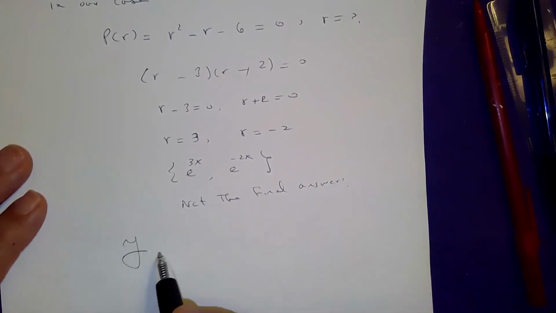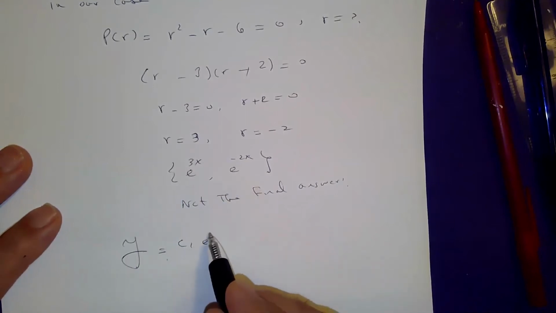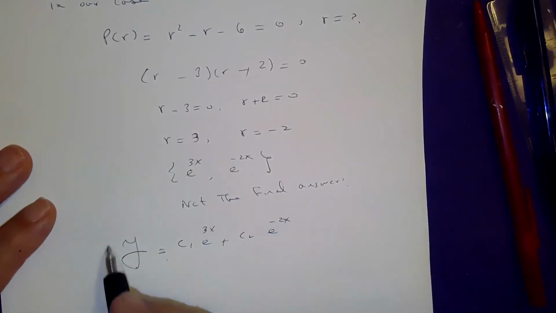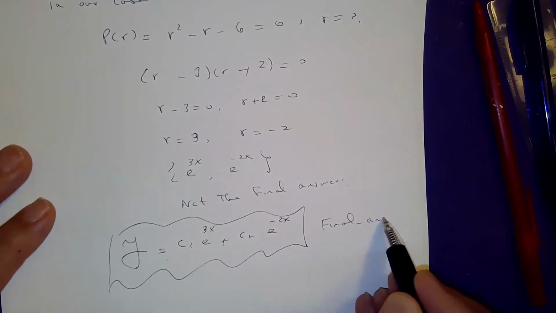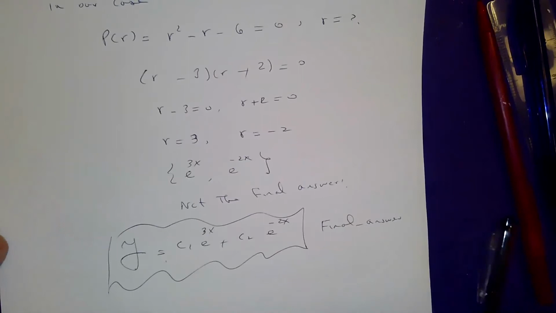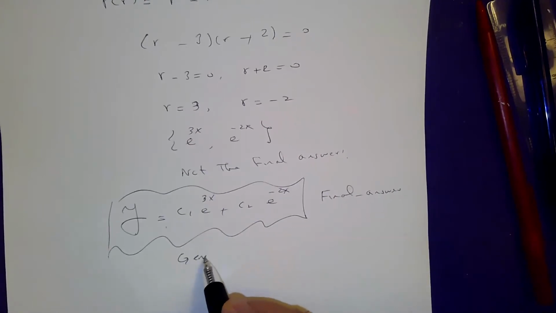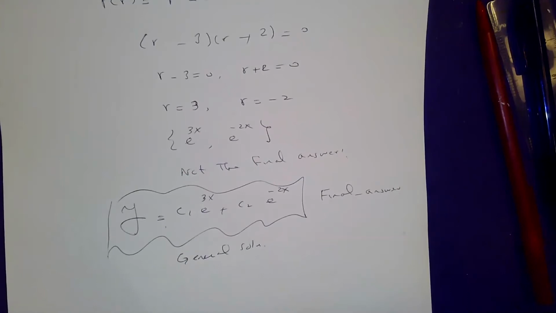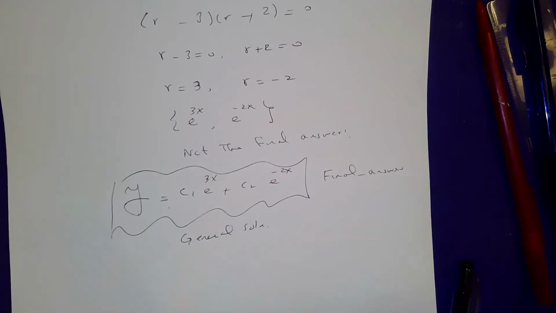The final answer is y equals a linear combination of these guys, which is C1 e to the 3x plus C2 e to the -2x. Ladies and gentlemen, this is my final answer. Because I have two C's, you have to give me two initial conditions so I can find what C1 and C2 are. Otherwise, for now, this is called the general solution. The minute you give me initial conditions and I find C1 and C2, that would be called a particular solution.